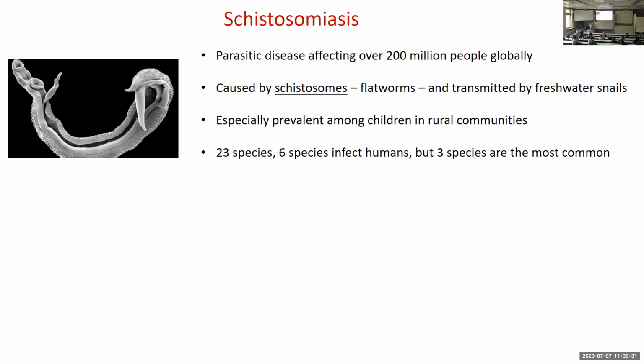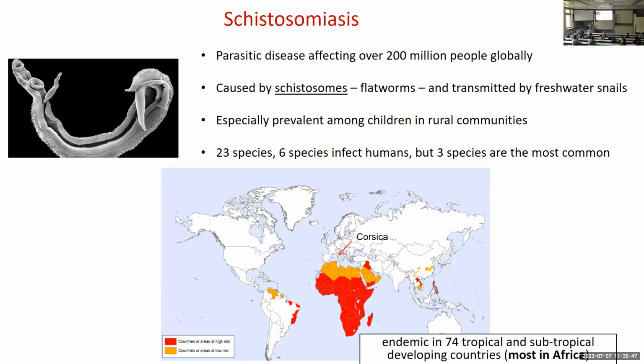In the Schistosoma genus, there are 23 species. Six species infect humans, but three are the most common ones, and the ones that most of the research is on: Schistosoma mansoni, haematobium, and japonicum. It's mostly present in sub-Saharan Africa, a little bit in South America, mostly the coast of Brazil, and in Southeast Asia, the Philippines, and a little bit in Vietnam.